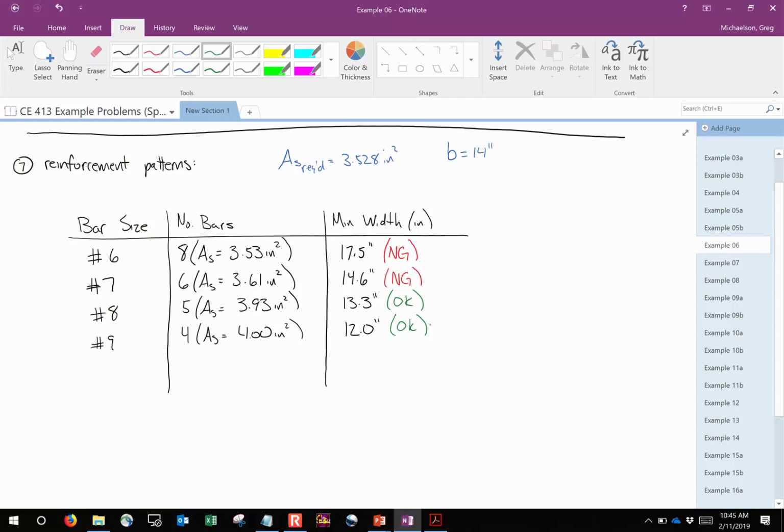So let's try one more. Let's try the number 10s. How many number 10s would we use? 3. And why'd you pick that? There you go.